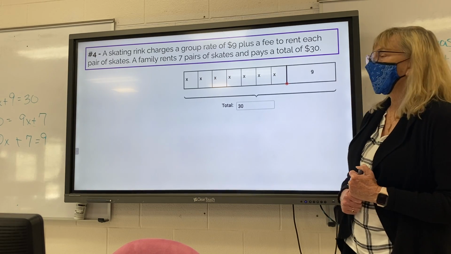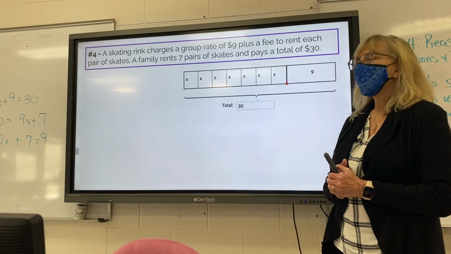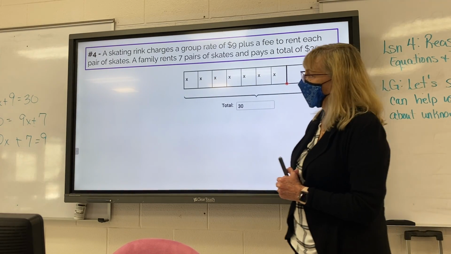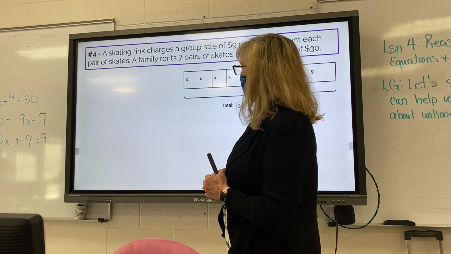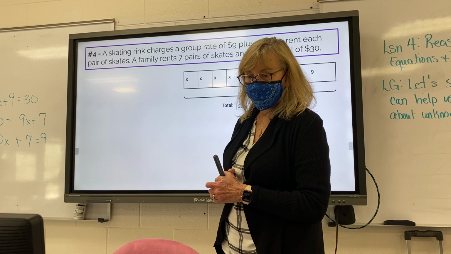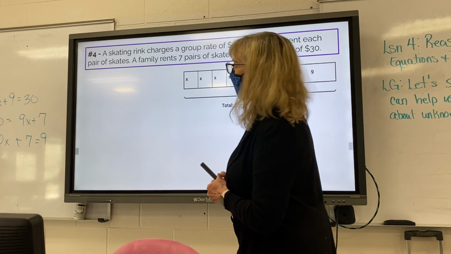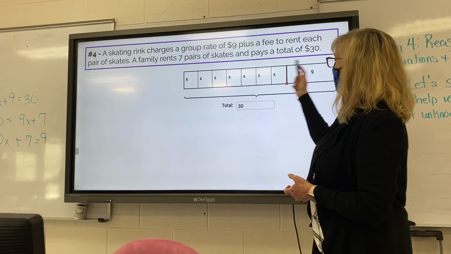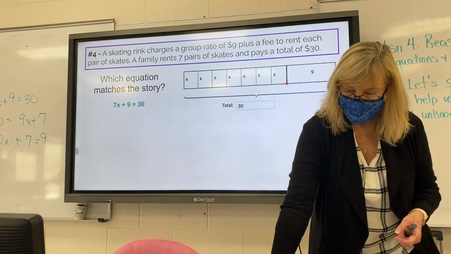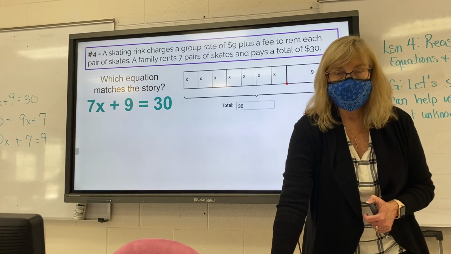Okay? All right. What do you see here? Okay, tell me which equation. Put it in the chat. A, B, or C? Hit enter. Go. Yay, we got a consensus. 7x plus 9 equals 30. Way to go. All right, we already solved this one, right? Equals 3. So, it equals 3.